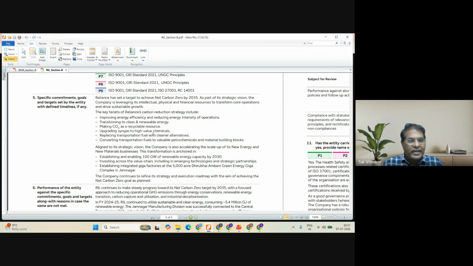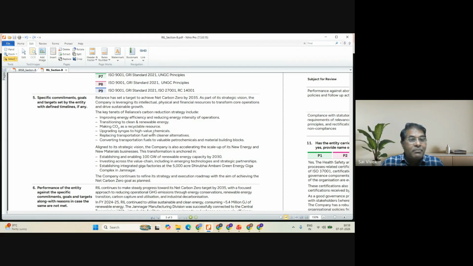And I'm sure, I have not verified it, but it should be one of its kind, a unique one. Establishing and enabling 100 gigawatts of renewable energy capacity by 2030. Very ambitious one. Investing across the value chain, including in emerging technologies and strategic partnerships.